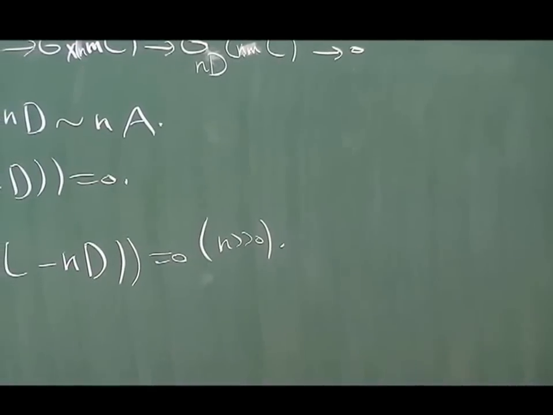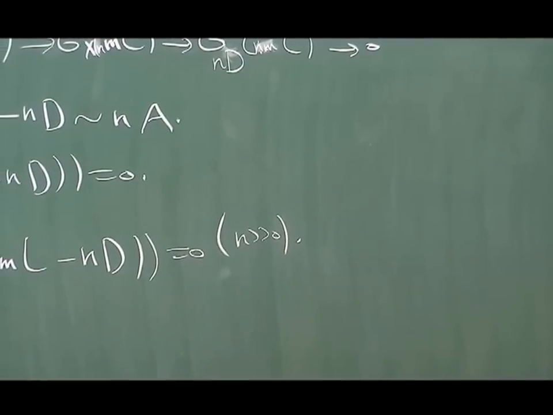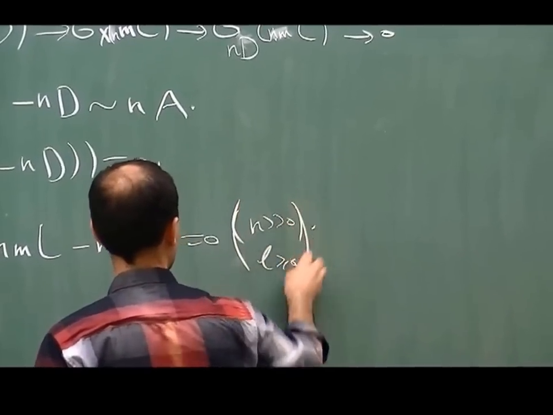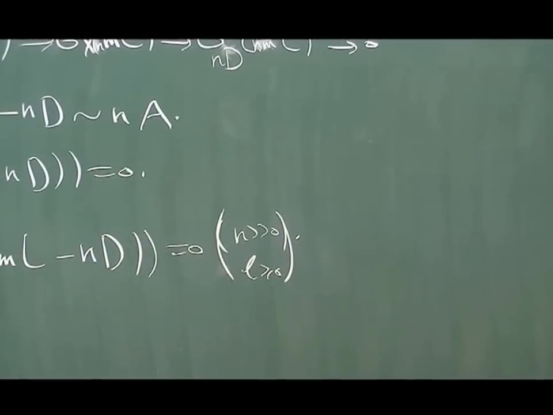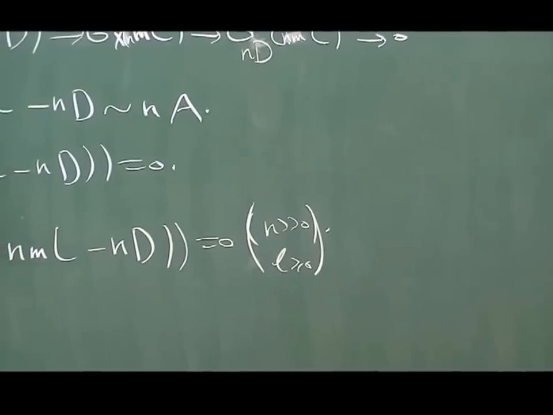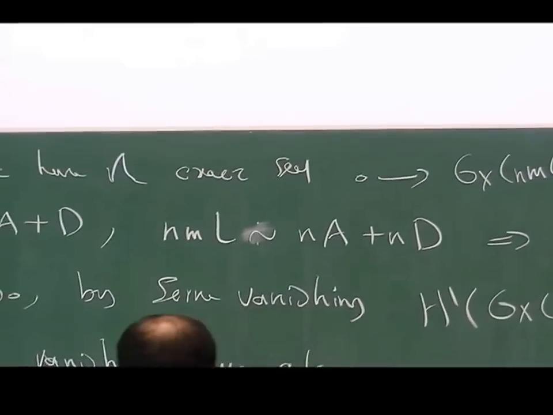But the thing is that the L does not depend on the n. You can take L to be a larger part or any effective, any non-negative integer. So if I add also L times L in this exact sequence, then I can still say that H1 here vanishes.